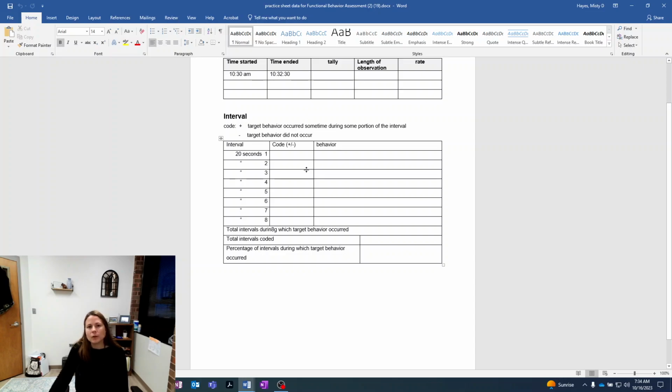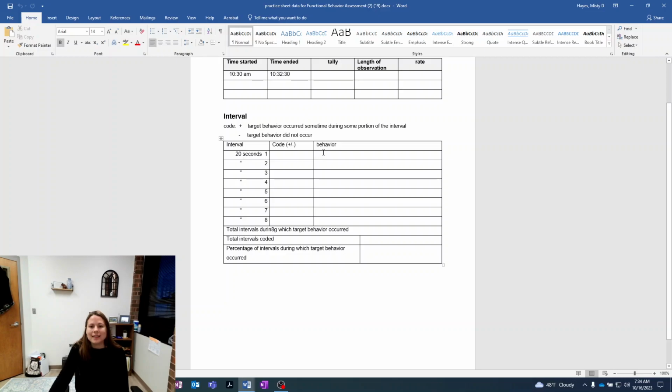Something to think about when you're looking at interval recording is to only do it for a few seconds, right? And you'll notice on the video, there's a beep, okay? A 20-second beep. So you only look at 20 seconds at a time, most of the time. That's why it has quotations. You do not need to write 20 seconds. You know that that's the beeps, right? So during that 20-second time, did that target behavior occur?